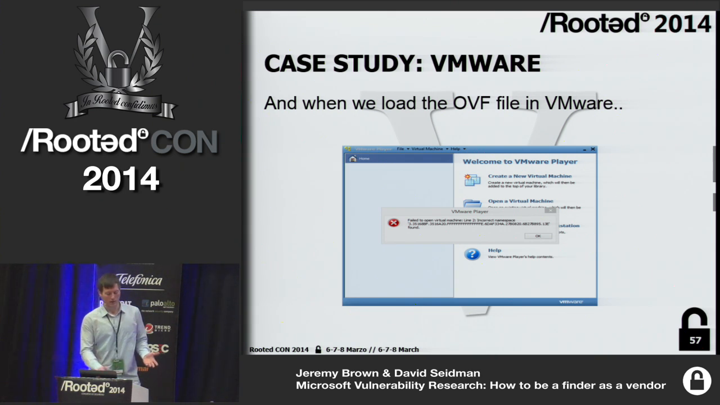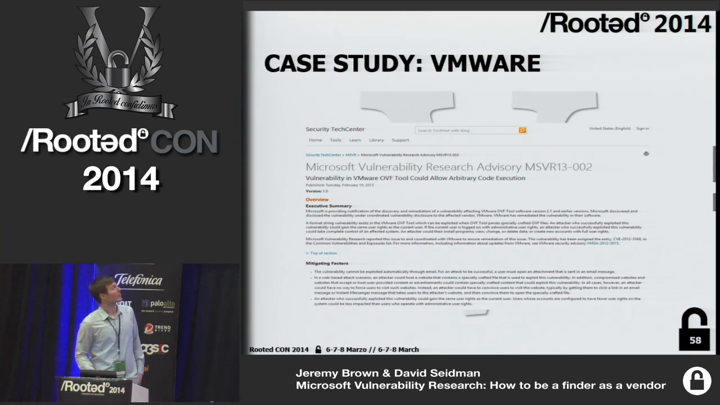So just by doing a little extra research, saying, okay, I can't just open vmplayer.exe and find the bug. I actually have to figure out what loads OVF files, and it was actually handing off to the OVF tool for converting it and then running it in VMware Player. And there's the example of the vulnerability advisory for VMware.